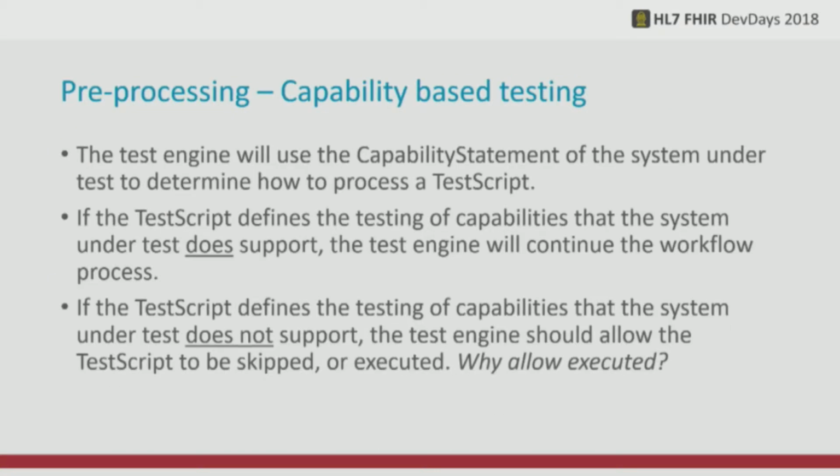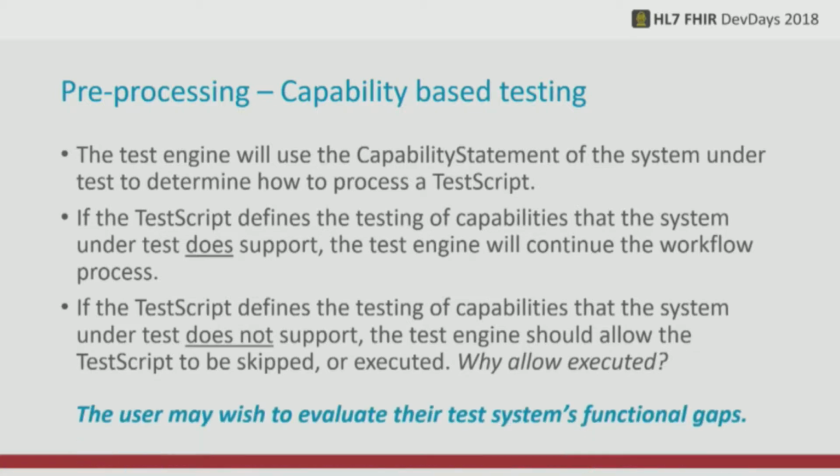So pre-processing. If the test script defines the testing capabilities that the system under test does support, off we go. But what if it doesn't? Well, the test engine should allow the test script to be skipped or executed. Why would I execute a test script if I know that the capabilities don't match? To record the failures. Yeah, to record the failures, right?